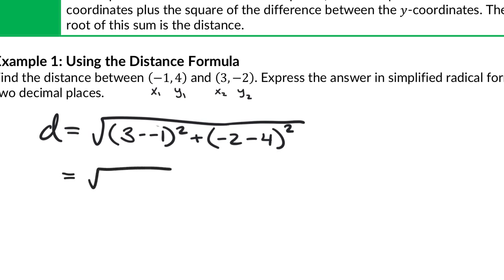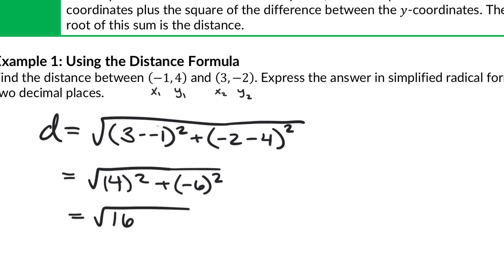What is 3 minus -1? 4. What is -2 minus 4? -6. So I have 4 squared plus (-6) squared. I'm leaving the parentheses there because when you square a negative number without parentheses in a calculator, you get the wrong answer. So we always keep the parentheses. Well, 4 squared is 16, and (-6) squared is 36. 16 plus 36 is 52.